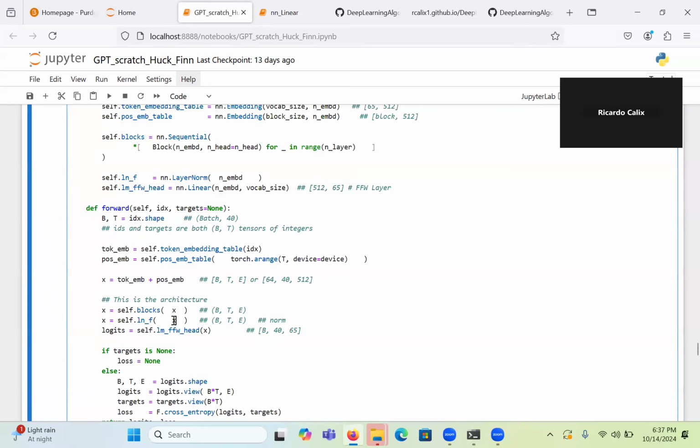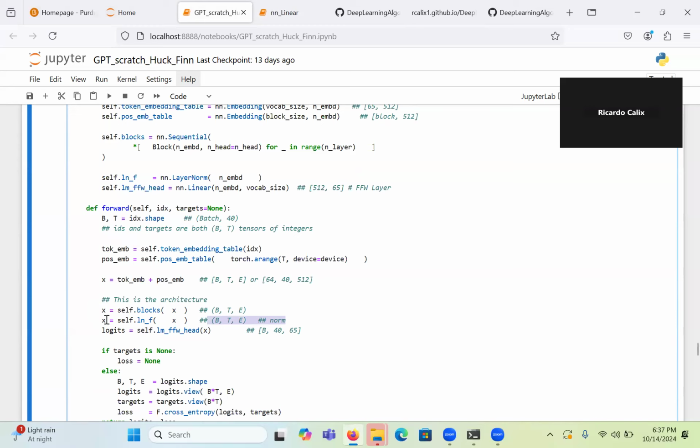Then what does it do? It goes through another layer of normalization. This is something that deep neural networks are really good at: normalizing from one layer to the next. They become good by doing these normalizations.